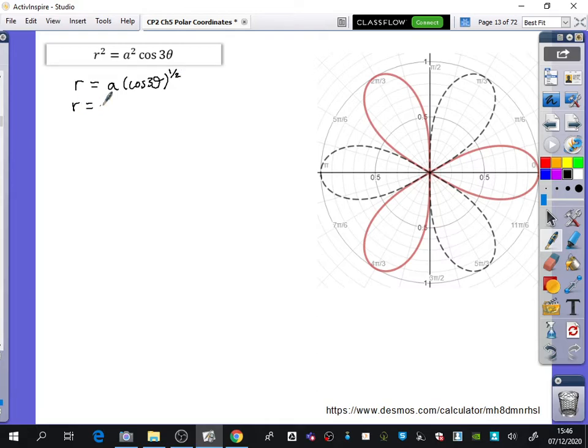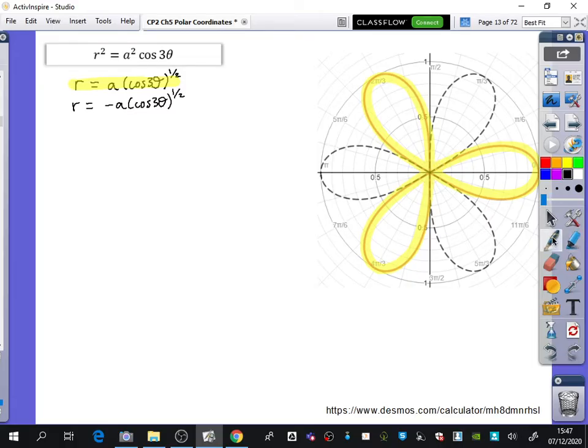And I typed in r equals minus a cos 3 theta to the power of a half. So I square rooted both sides and I put in the positives and negatives. But this section that I have here, which is the positive section, are the red ones. It's this bit, and this bit. The negative bits wouldn't appear there.